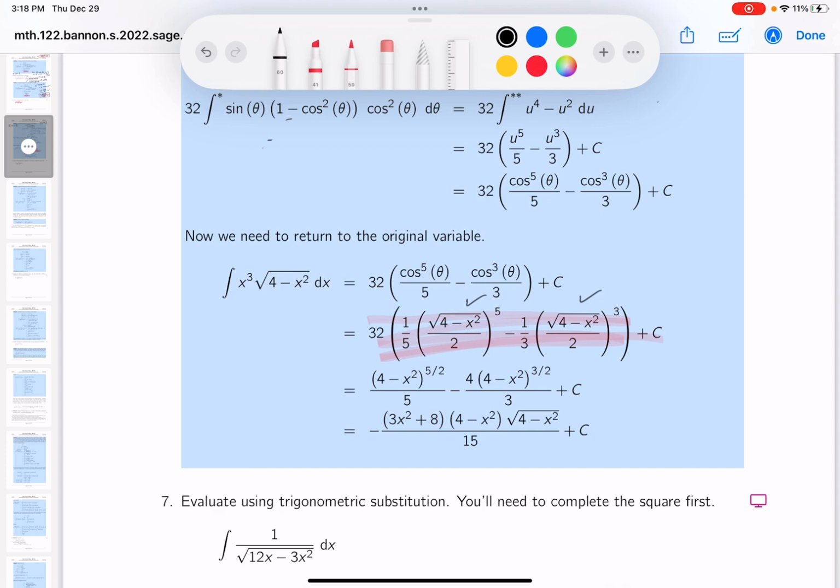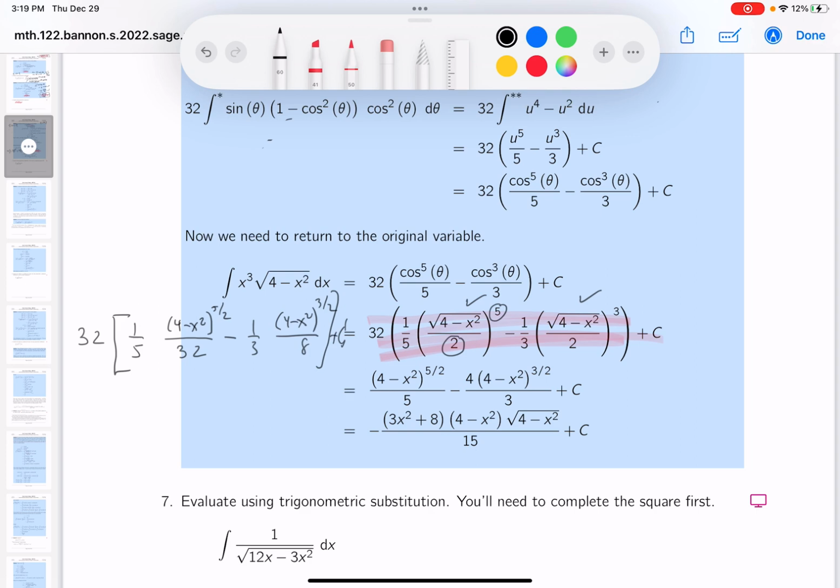The first thing I notice is I really do have the fifth power of that, which is 32. Let me write that down for you. 32. I have 1/5, and this would be 32 over here. And then what do you get? Well, you get 4 minus x squared to the 5/2 power. Minus, let's do the next one, that's 1/3, and you're going to get 4 minus x squared to the 3/2, and that's going to be 8. And there's a plus c there, all right?